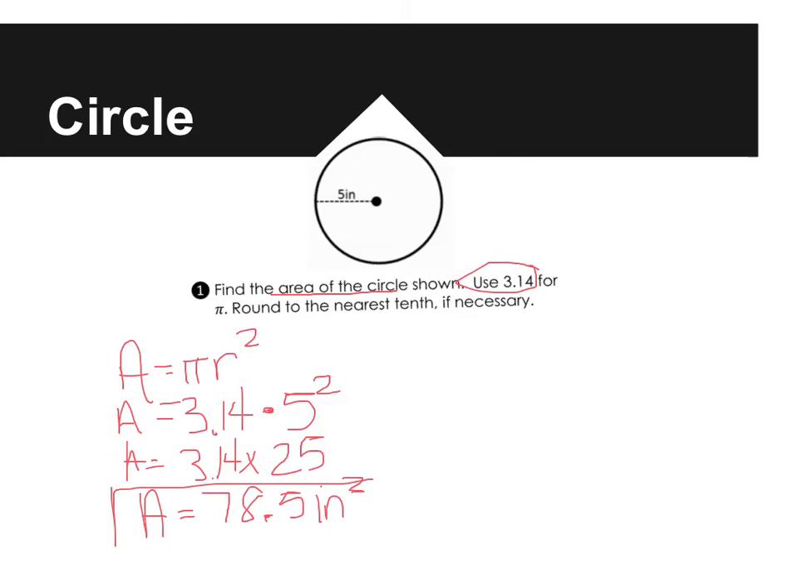Now, the reason we're starting with area is because we want to know that the shape of our bases for cylinders and cones is always a circle. And next week we're going to start working on spheres. So cylinders, cones, and spheres all deal with circles. That's why we need to know that the area of a circle is pi radius squared.